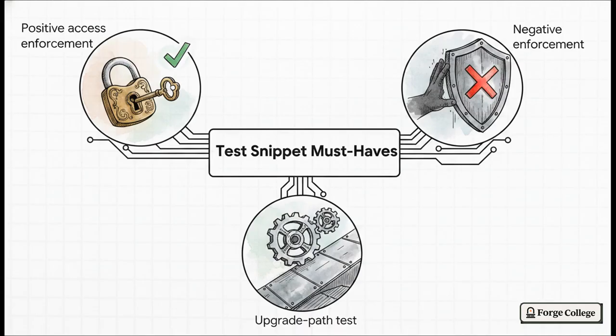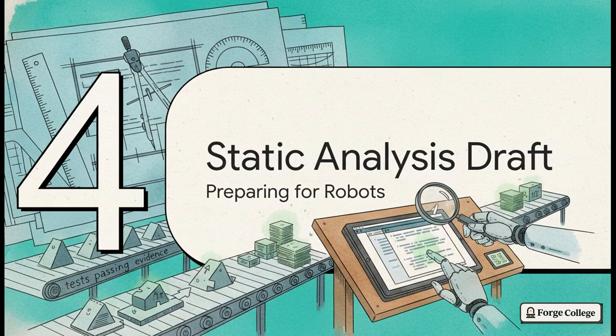Positive access enforcement, meaning the right person is granted access. Negative access enforcement, meaning the wrong person gets a hard, undeniable rejection. And finally, an upgrade path test, proving that the system can actually be securely updated in the future without breaking any of those rules. All right, over to the drafting table for part 4, the static analysis draft.